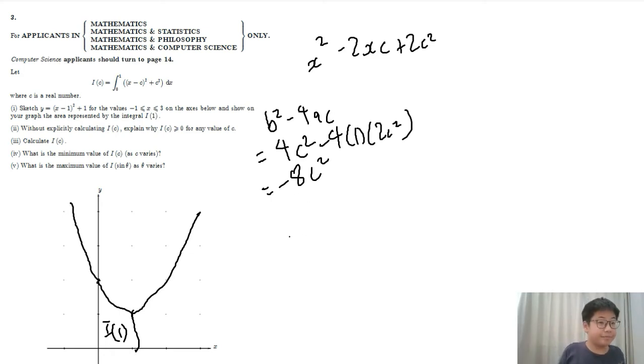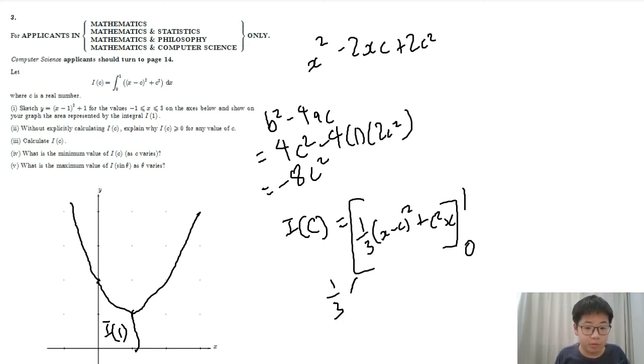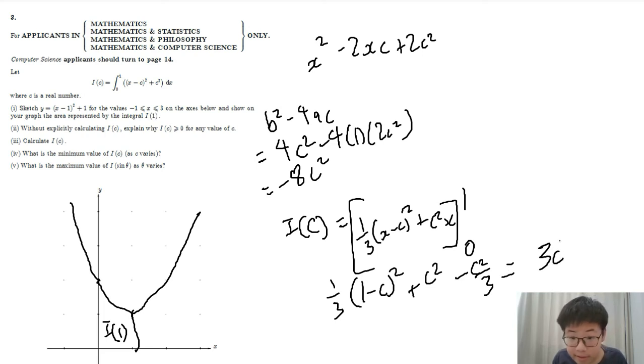Calculate IC. So, for IC, we do the integration formula, and what you do is add 1 to the power and then drop the power down as a denominator. So this means 1/3 (x minus c) cubed plus c squared x, from 0 to 1. So 1/3 (1 minus c) cubed plus c squared, minus c cubed over 3. So this means it is c squared minus c plus 1 over 3.